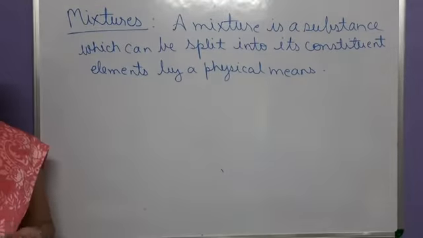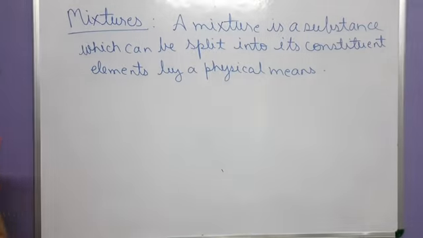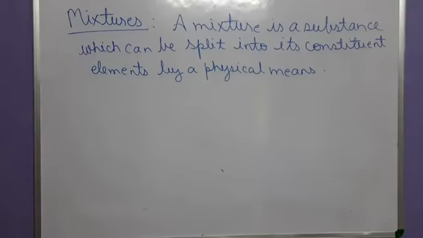So these are all physical means by which the components, or you can say the constituents of the mixture, can be separated. Okay, so once more I will repeat it. A mixture is a substance which can be split into its constituent elements by physical means, or you can say constituent substances, two or more pure substances, by physical means.